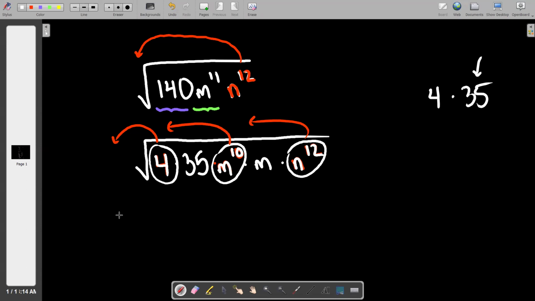So when the 4 breaks out, he becomes 2. When the M breaks out, he becomes M to the 5th. And when the N breaks out, he becomes N to the 6th, leaving us with a square root of who's still inside, who was unable to break out? 35M. This is what a nice simplified root should look like. Some things break out, some things don't. It's not our fault. We can only do what we can do. That one feel okay? Nice.